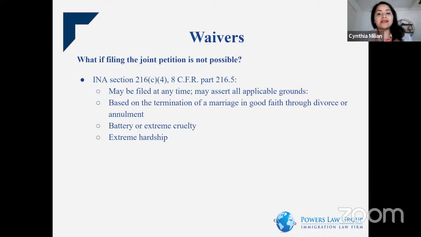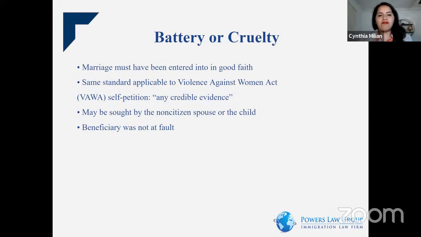You file it with the same form, except that you would include different evidence, right? Evidence of good faith marriage, plus evidence of whatever waiver you are requesting, along with the application. So if it's extreme hardship, battery, or cruelty, you're going to have to include evidence of those grounds to substantiate your I-751 waiver.